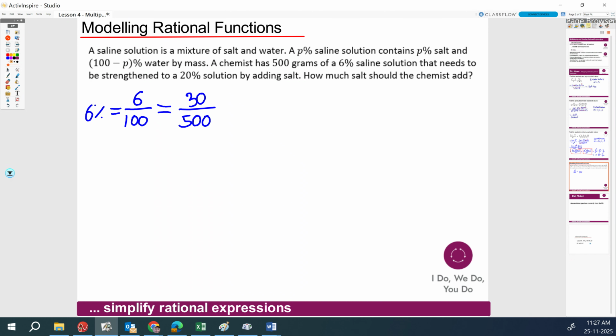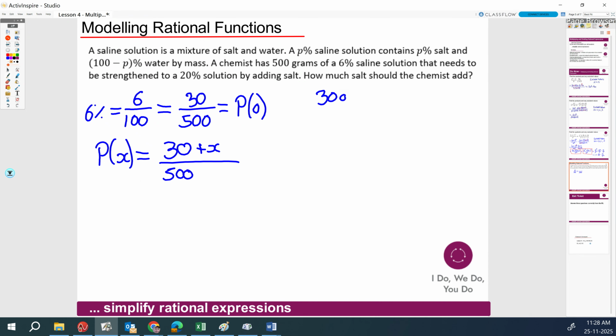So we need to make a function that will allow us to output the percentage. We can say this is P of x. P of x is equal to 30 over 500, and we're going to add x grams of salt to this. So 30 is how many grams of salt? 30 grams of salt, 500 grams of solution.